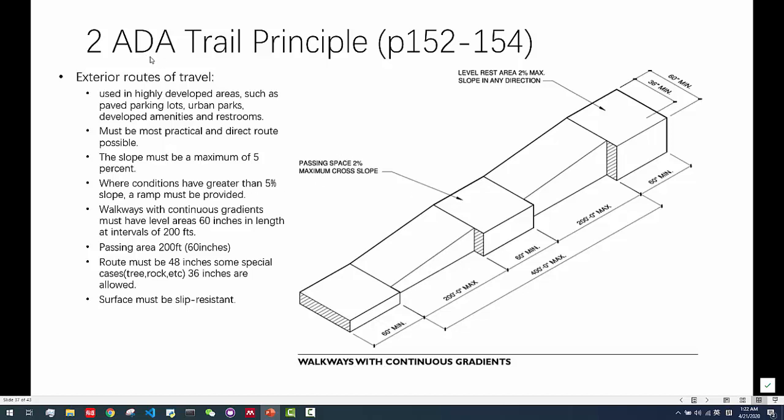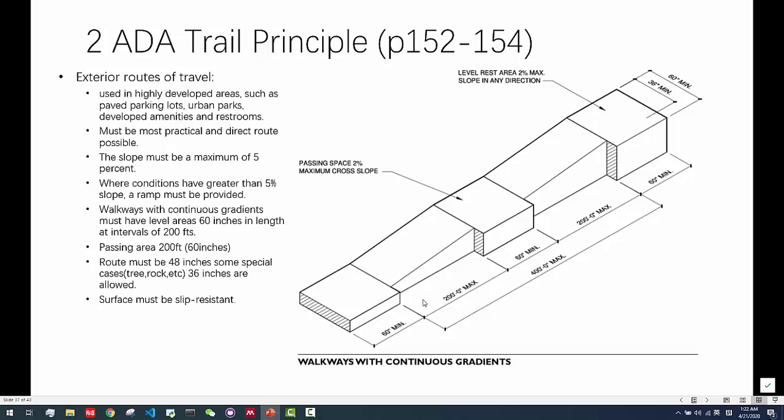Basically, for ADA, I prepared a cheat sheet. Actually, what I presented to you today is a cheat sheet. So you can just look at it or take a screenshot and print it out, and use it when you design. For example, if you want to design a walkway with continuous gradients, that means it's a long walkway with slopes on it. It's not flat for really long.